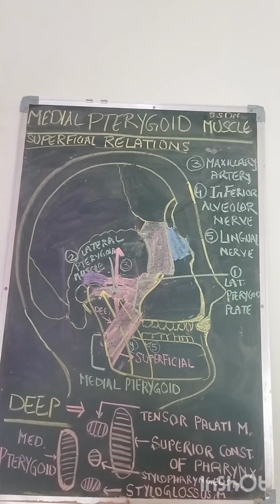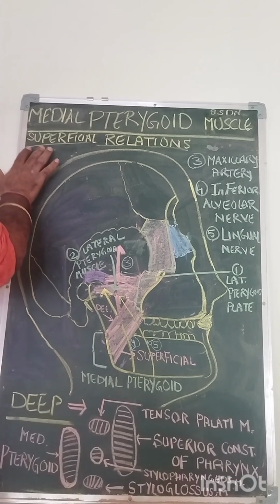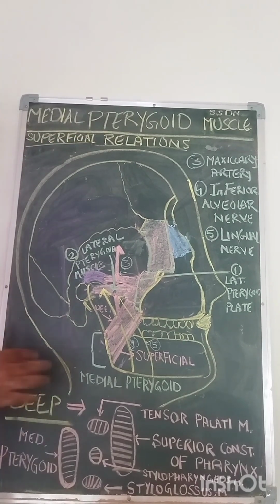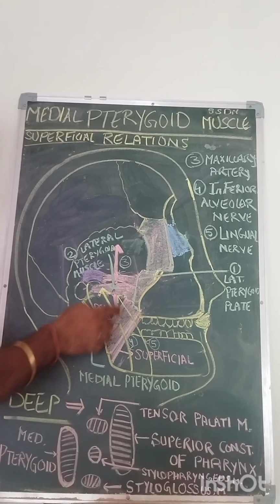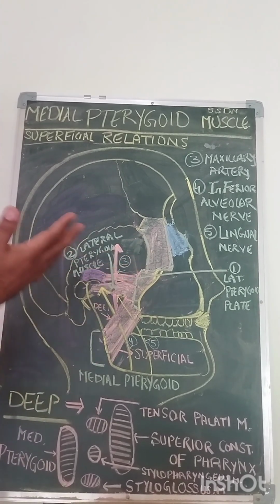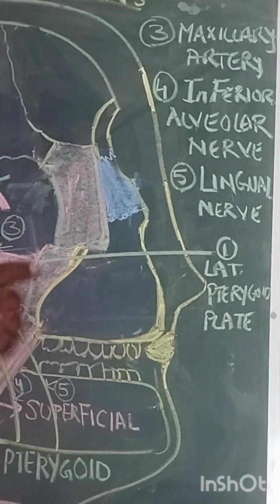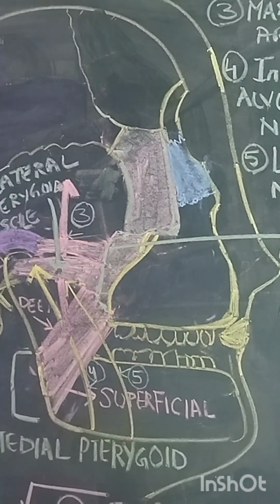Relations of medial pterygoid muscle. Superficial and deep relationships. Starting from superficial relationships, this is medial pterygoid muscle, this is lateral pterygoid muscle. Superficial means external to or lateral to medial pterygoid. So the first relation is lateral pterygoid plate. This plate is superficial to medial pterygoid muscle.